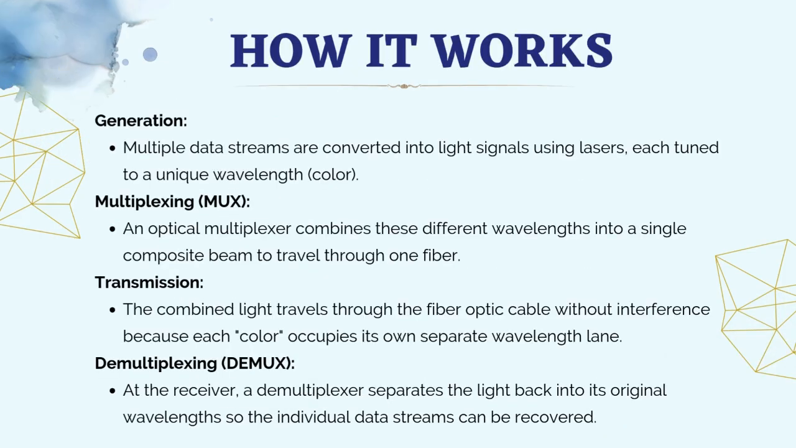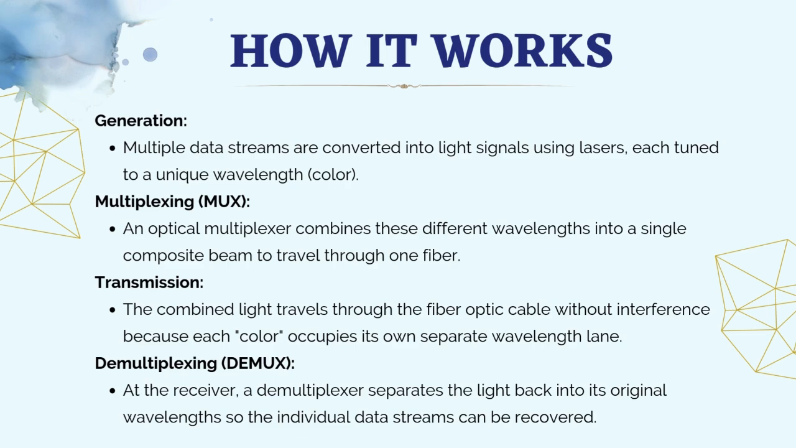Let's break down the 4 steps of how this actually happens. First, generation. We start with our data, which is converted into light signals. Each signal is given its own unique color wavelength, so they stay separate. Next is multiplexing. The mux combines all these different colors into one powerful beam of light.